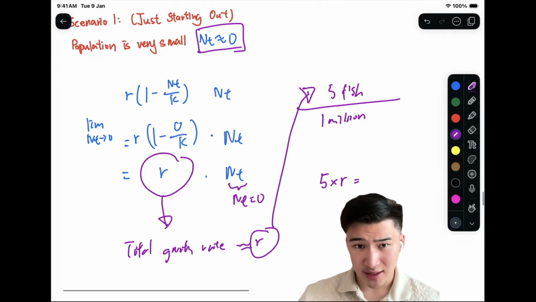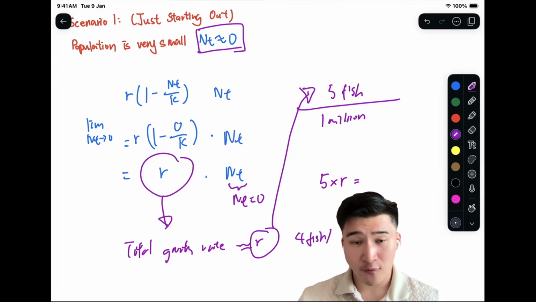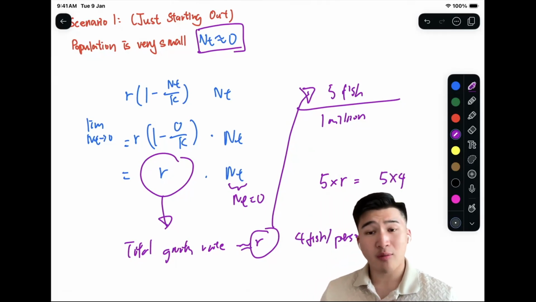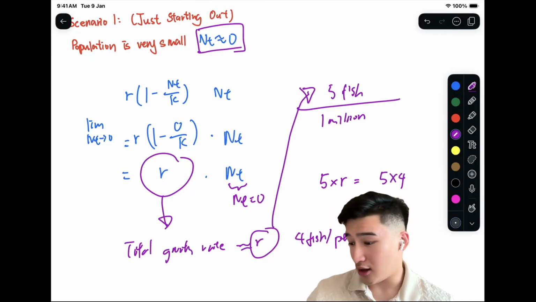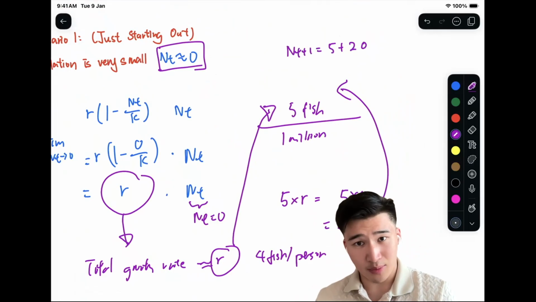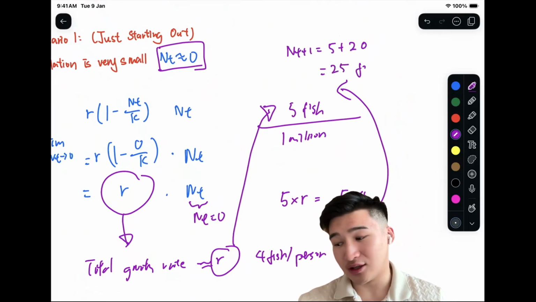So let's say R is again 4 extra fish per fish. Then you'll get 5 times 4, which is 20. So there are 20 more fish going to be added into our population. For N_t plus 1, it is going to look something like 5 plus 20. Remember, 20 is the birth, the ones that were born. So we have 25 fish in total.